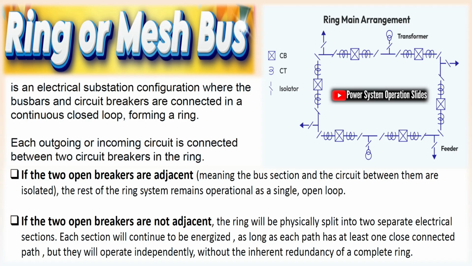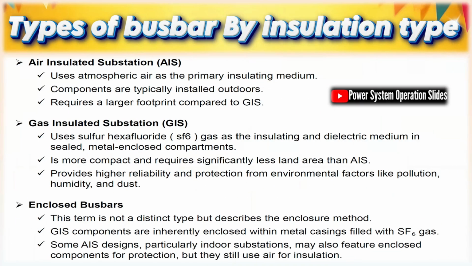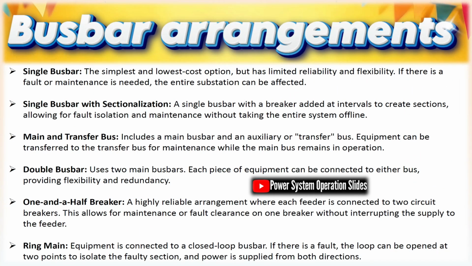Busbar arrangements. Configurations include single, sectionalized, double, main transfer, 1.5 breaker, and ring systems. Each offers different levels of reliability, cost, and flexibility. Selection depends on load criticality and expansion needs.